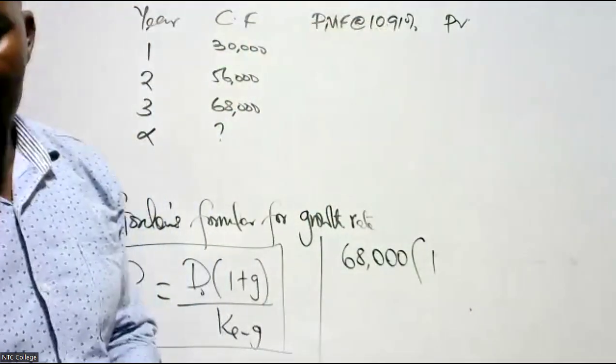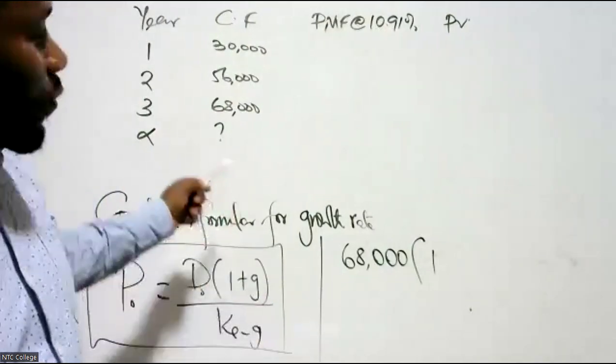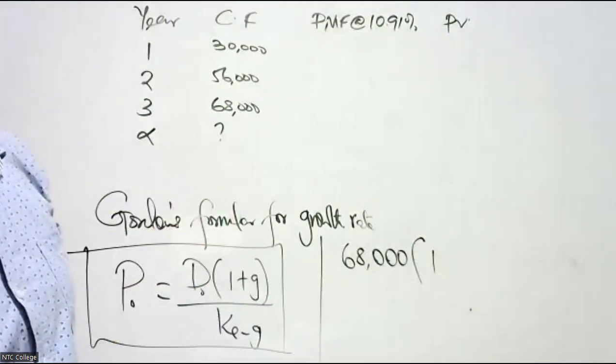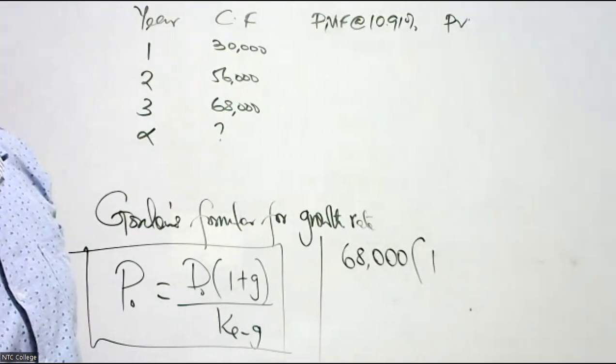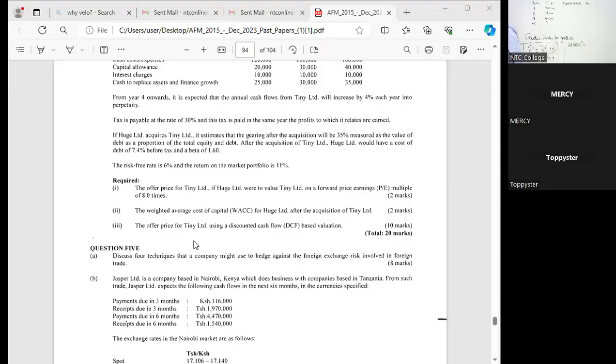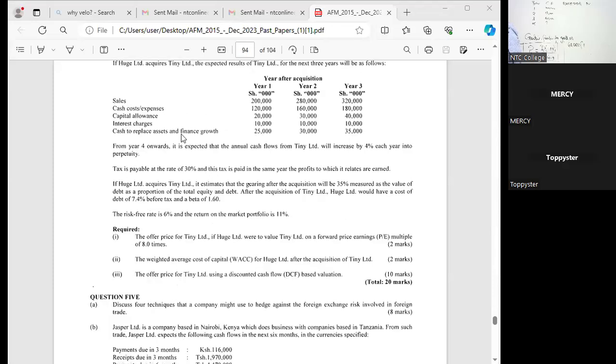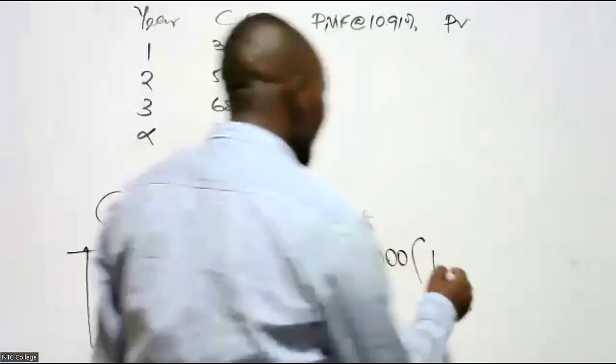What is G? Growth rate. We are trying to get cash flow for year 4 going forward. So our growth rate is 4%. From year 4 onwards, it is expected that the annual cash flows of Tiny Limited will increase at the rate of 4% into perpetuity. So we have 4%.